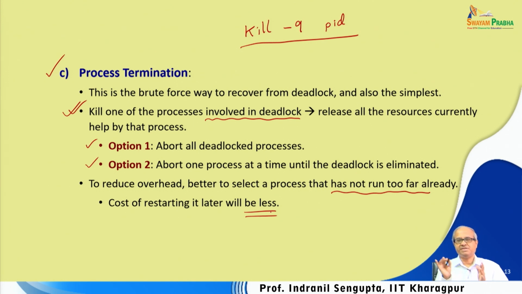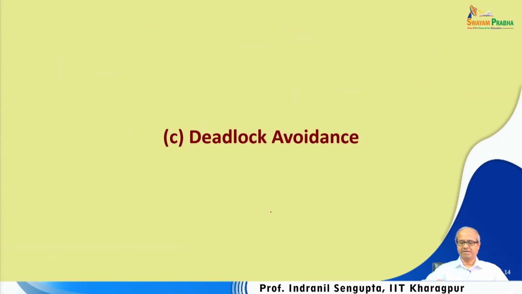Right. So, these are some of the broad approaches using which you can handle deadlock once you detect that deadlock has occurred in a system. Okay. Now, the third approach is called deadlock avoidance. In this lecture we shall be discussing some of the basic concepts behind deadlock avoidance. In the next lecture we shall be discussing a detailed algorithm for that.